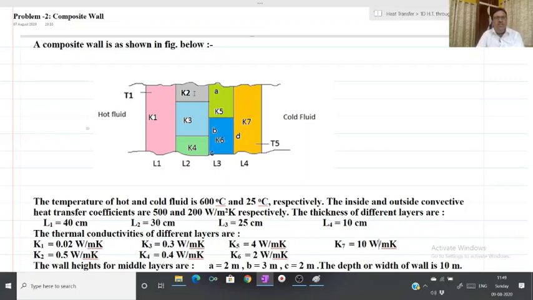and heat transfer will take place from hot fluid through the composite wall into the cold fluid. So it is a typical problem of heat transfer through a composite wall by combined mode of heat transfer, conduction and convection. From hot fluid to the surface of the wall by convection, through the different solid slabs by conduction, and from the slab, yellow slab, to the cold fluid by convection.